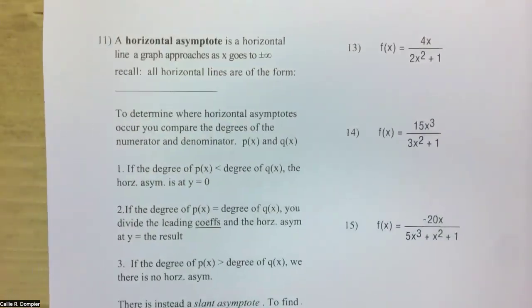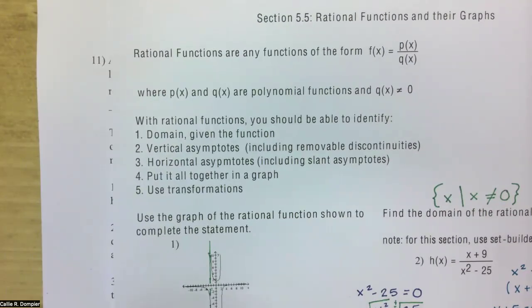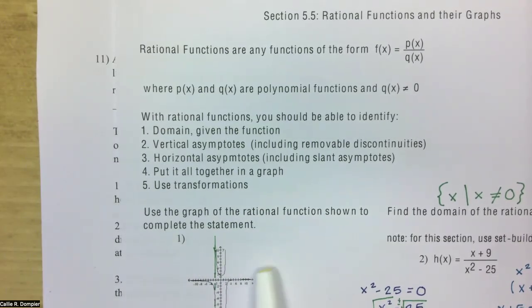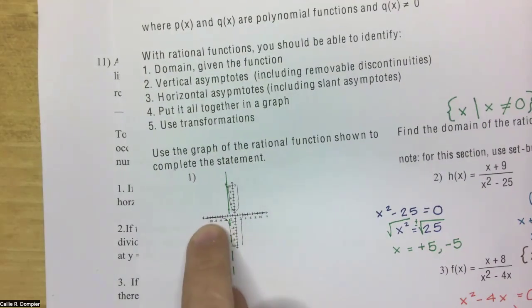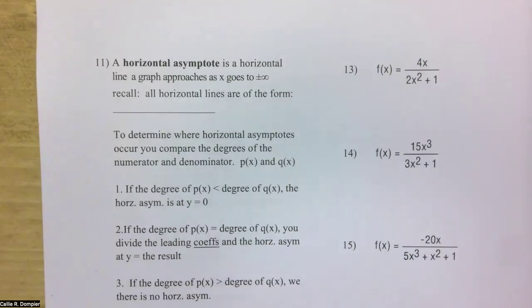All right, number 11. We're going to now talk about horizontal asymptotes. Remember when we looked at the graph, vertical meant up and down. So this is a vertical asymptote. And then horizontal means left to right, right to left. Horizontal asymptotes is what we're talking about now. A horizontal asymptote is a horizontal line which the graph approaches as x goes to positive or negative infinity. So here, as x approaches negative infinity, the graph is approaching the line y equals 0. When x is approaching positive infinity, it is also approaching 0 on the y-axis, right?